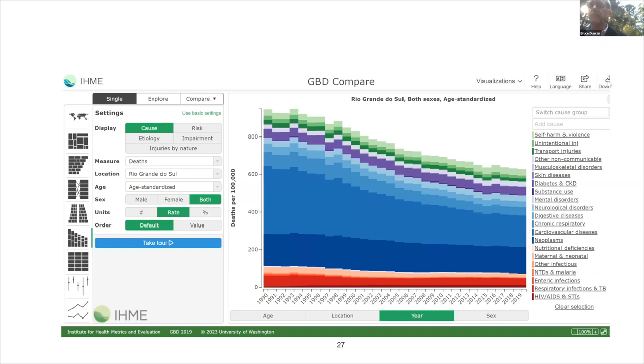You can download the graphs. You can download the data. It's a little bit more complicated. You need to go to another tool and download it, but it's available to do. So that's basically how you get on to the GBD. And I encourage all of you who haven't done it before to get on and try. It's a very valuable resource.